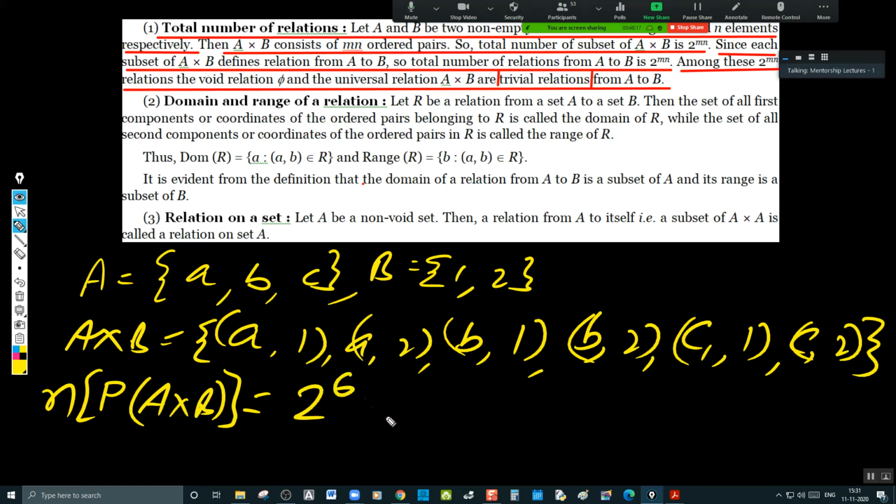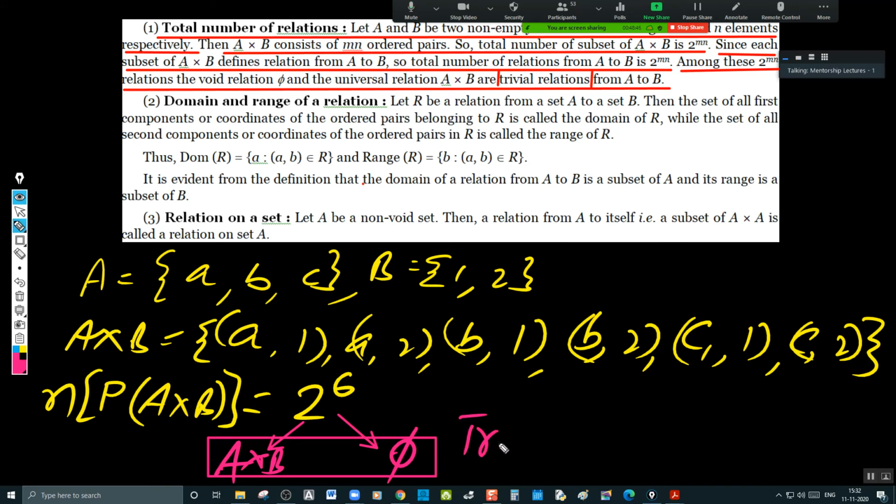That is 2 power 6, which is 64. In this 2 power 6, you will have one null set or void set, that is, a void relation or null relation. And you will have A cross B itself. These two are said to be trivial relations. Rest all are non-trivial relations.